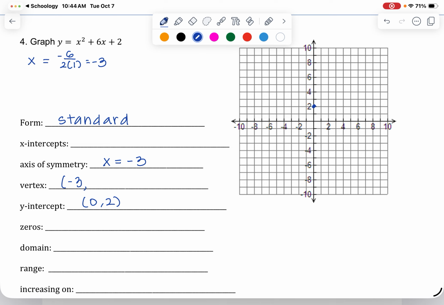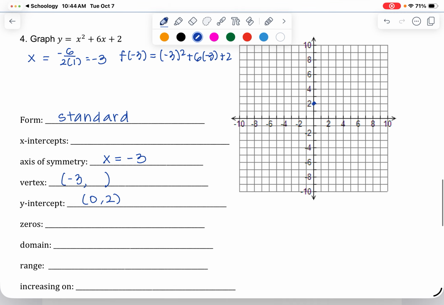The vertex is -3, something. So I'm going to find f of -3, or plug -3 into the function. They're called y, but I'm still going to write it like that. I don't care. So I have -3 squared plus 6 times -3 plus 2. 9 minus 18 plus 2 is -7.